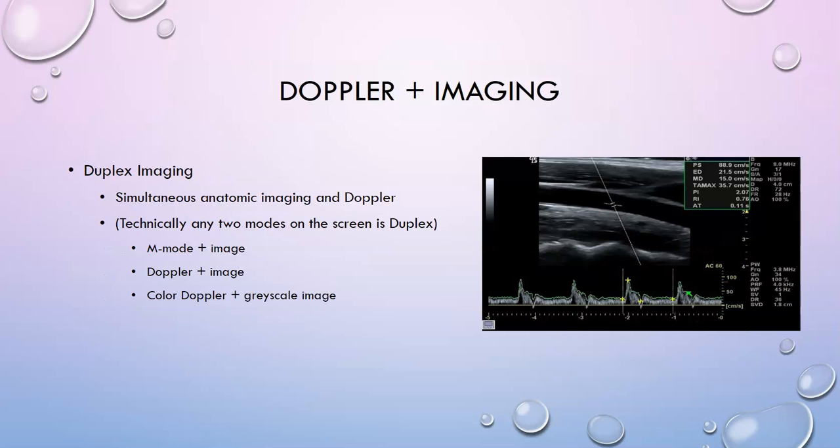With duplex imaging, though, we get the advantage of utilizing pulsed wave ultrasound, and that gives us the ability to make pictures, and pictures are good. We call it duplex imaging when we have a grayscale image with a spectral Doppler below it. This is dual mode or duplex, okay? So it's simultaneous anatomical imaging and Doppler. Technically, anytime you have two modes on the screen, it's duplex. So if you have M mode plus a grayscale image, that would be a type of duplex. Doppler plus an image is what we have here, and that's what most people refer to as duplex imaging. But color Doppler plus grayscale would also be duplex imaging. We don't usually call the M mode or the color Doppler duplex. We do utilize the term duplex for spectral Doppler and an image.